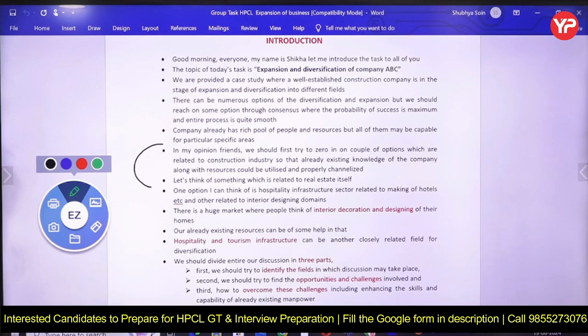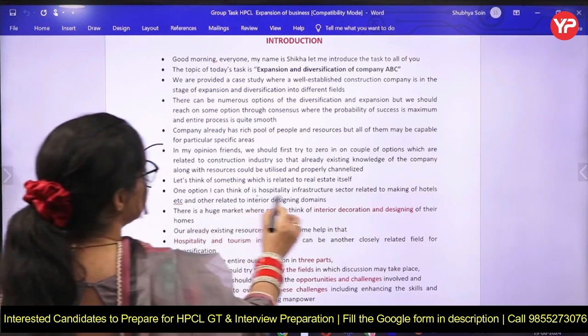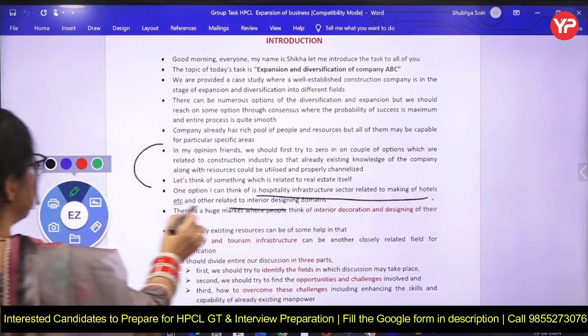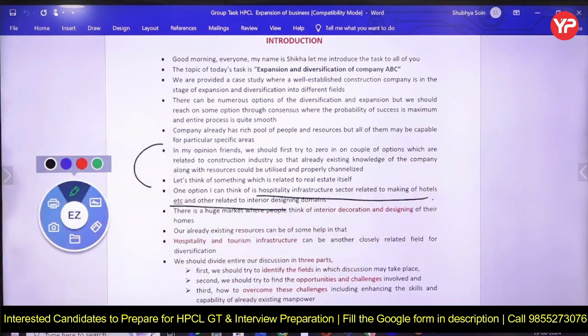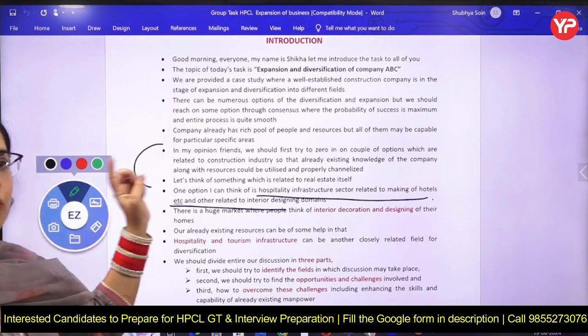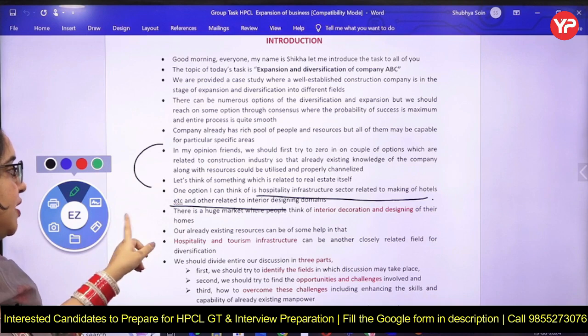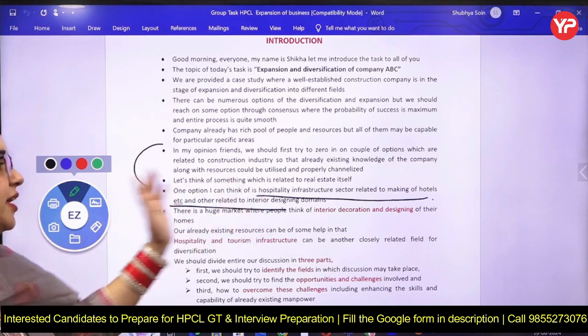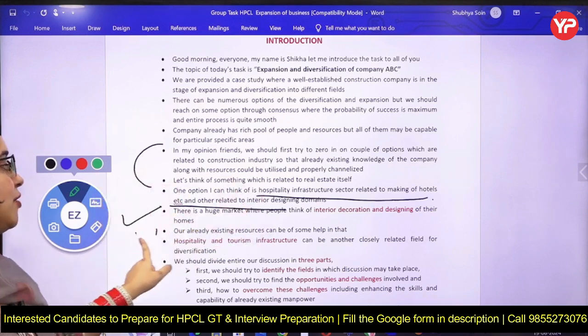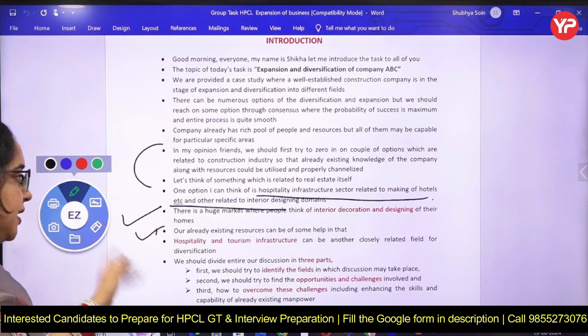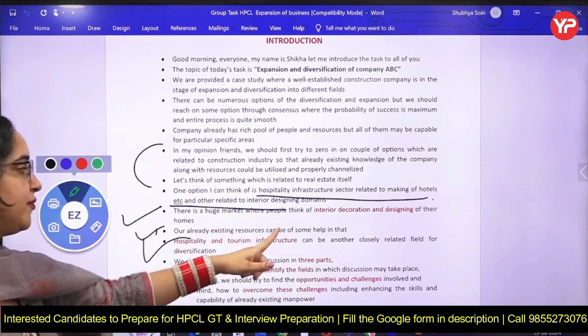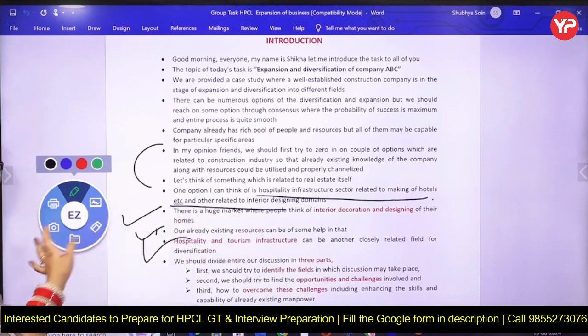One option I can think of is the hospitality infrastructure sector, relating to making of hostels, etc., another related to interior designing domains. Now see, the person only mentioned one or two pointers at a time, not all the pointers he might have thought of. There's a huge market where people are doing interior decoration and designing of their homes, and the already existing resources can be of some help in that. Hospitality and tourism infrastructure can be another option closely related to this diversification.